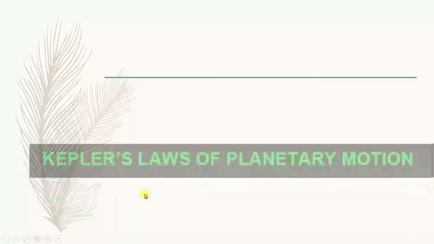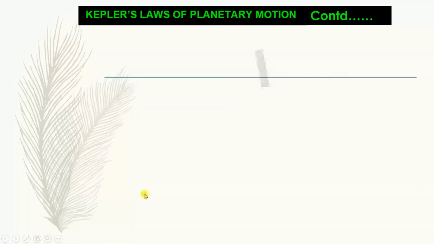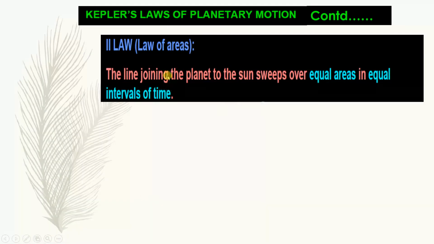Now, Kepler's second law, this is the law of areas. Now what is this law? The line joining the planet to the sun, just imagine, you have to draw the line joining the planet to the sun. It sweeps over equal areas in equal intervals of time.